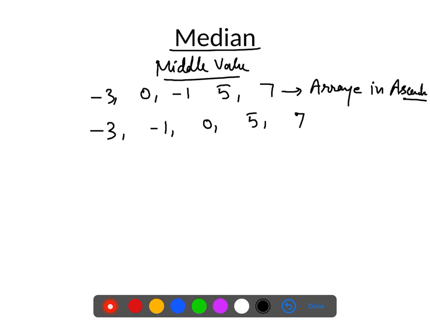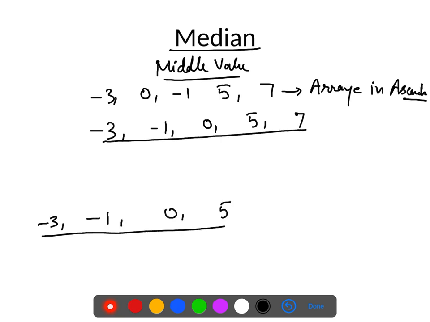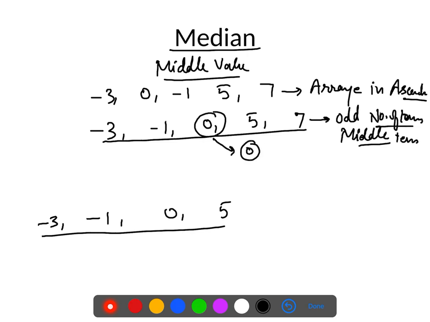Okay. So let's take another set of numbers like -3, -1, 0 and 5. 5 terms here, 4 terms here. So if the number of terms is odd, then just pick the middle term, that's it, after arranging, which is 0. That becomes your median. It's as simple as that.